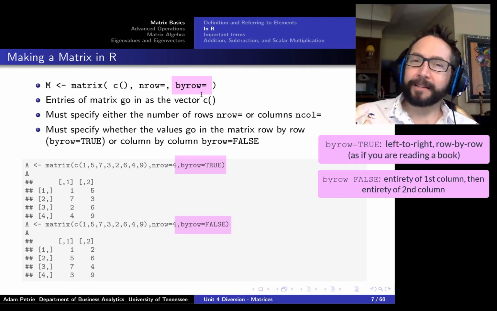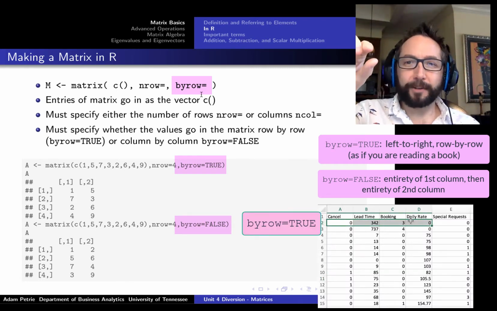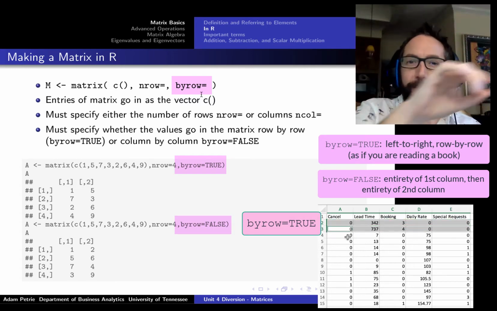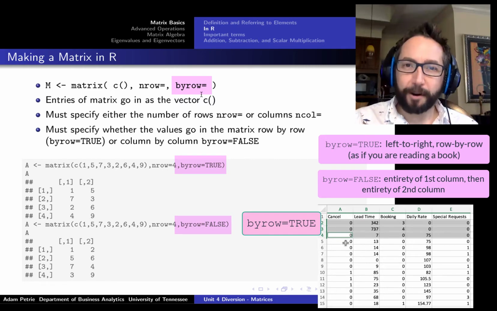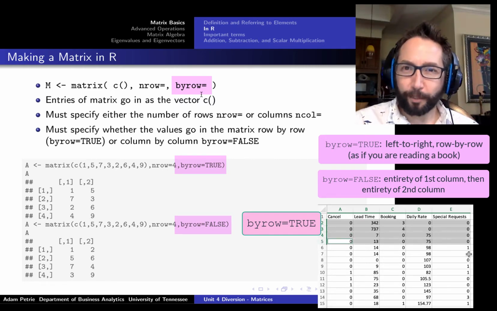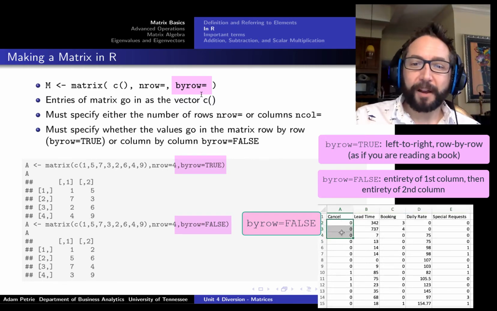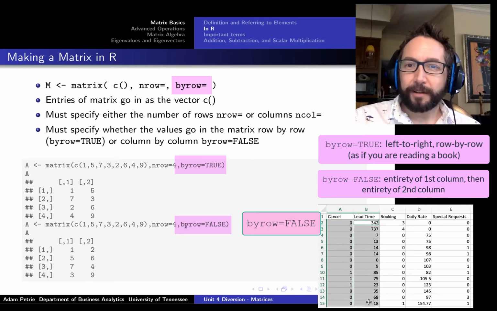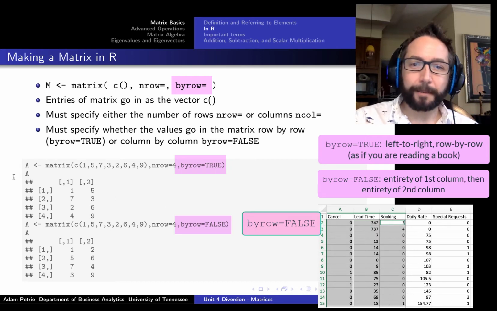And my mind works populating the matrix from the top row, left to right, as if we were reading a book, going on to the second row, etc. So by row equals true would be the way that I would set up the matrix. But I have two examples here of how the by row equals true and false result in the appearance of the matrix depending on what's been set up.